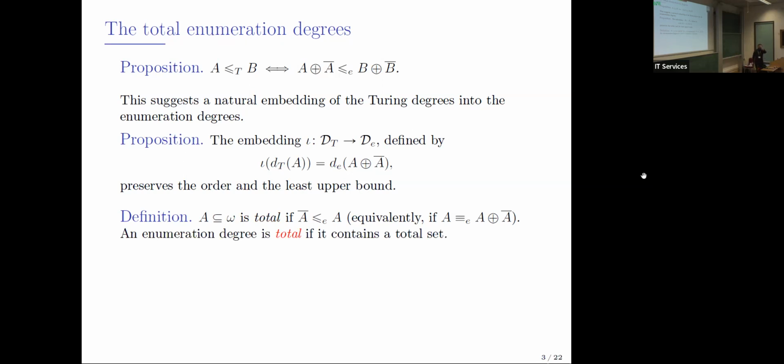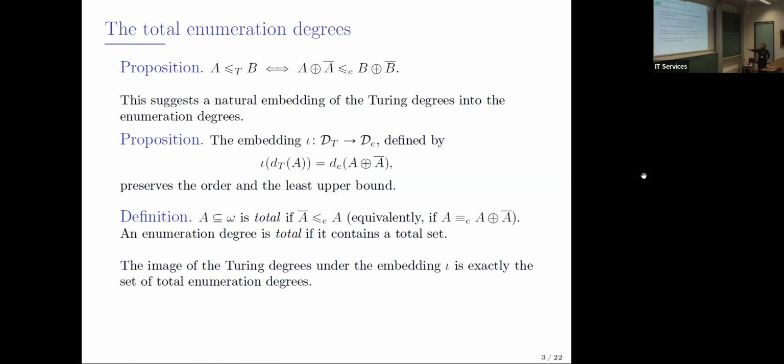An enumeration degree is called total if it contains a total set. And the image of the Turing degrees under this embedding is exactly the set of total enumeration degrees. So the substructure that looks like the Turing degrees, we call that the total degrees. And a degree is total if and only if it contains a set of the form A join A complement.